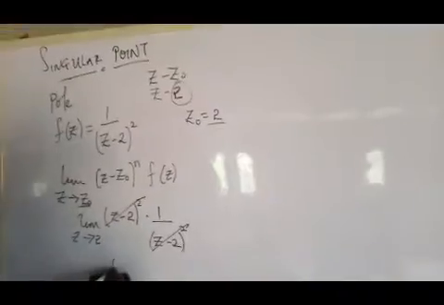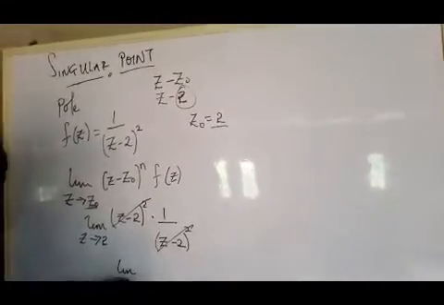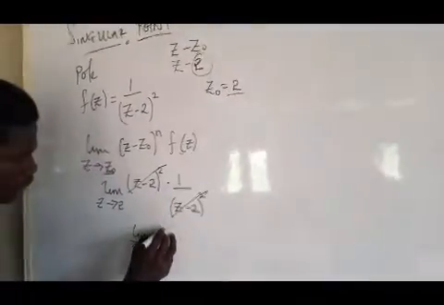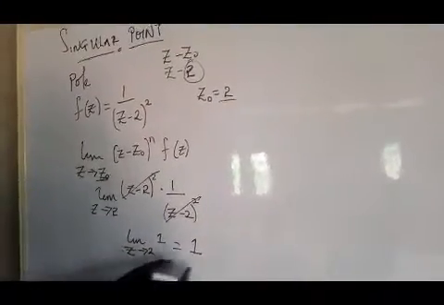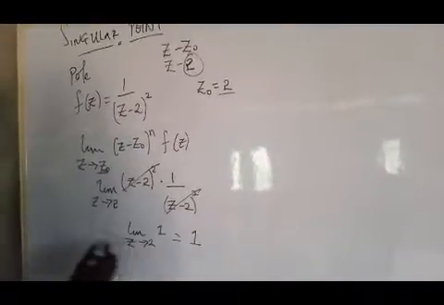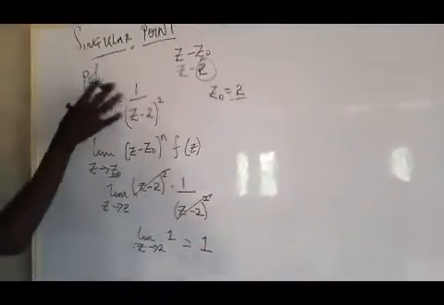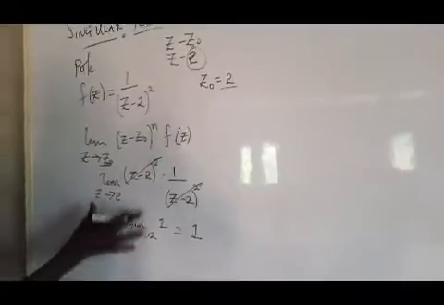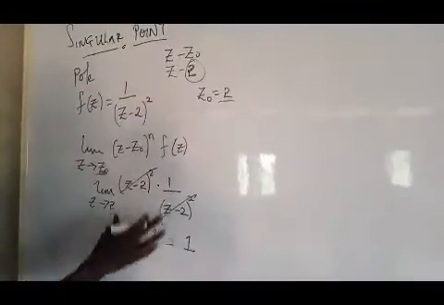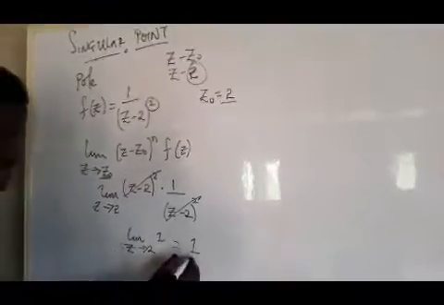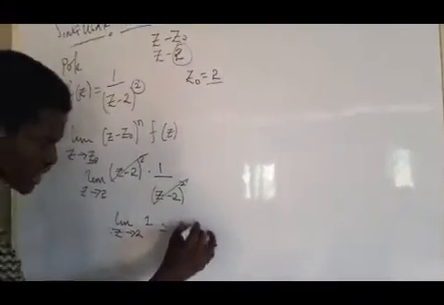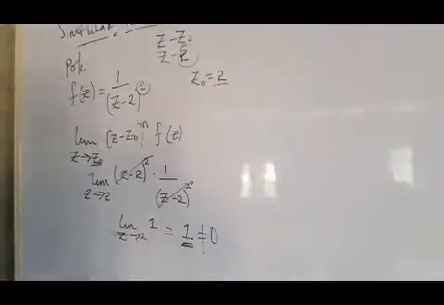And you'll be left with limit as z tends to 2 of 1. And the limit of a constant will give you that constant. And that means this is equal to 1. That means this f of z is a pole of order 2. Do we get that now? Because it is giving us a real number and that is not equal to 0. Do we get that?